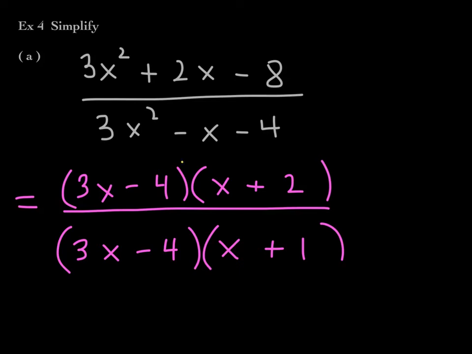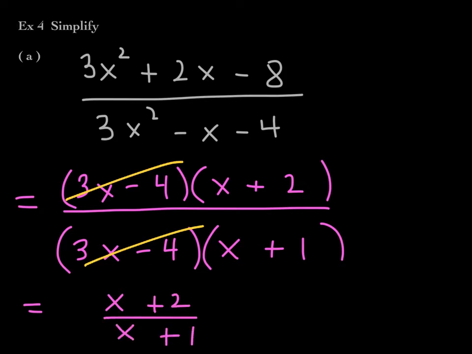So 3x minus 4 divides out with 3x minus 4. And the quotient of your remaining factors is your final answer. Okay? So again, the strategy really is factor, then cross cancel. Then you're done. Factor, cross cancel.